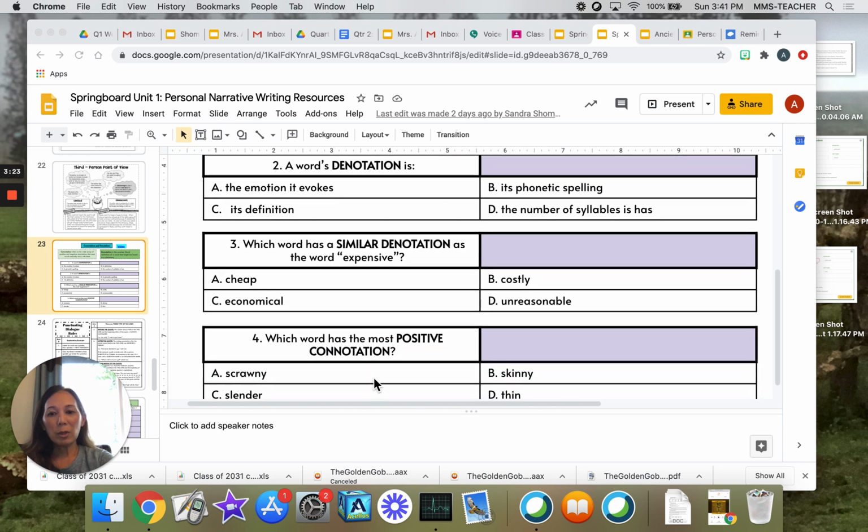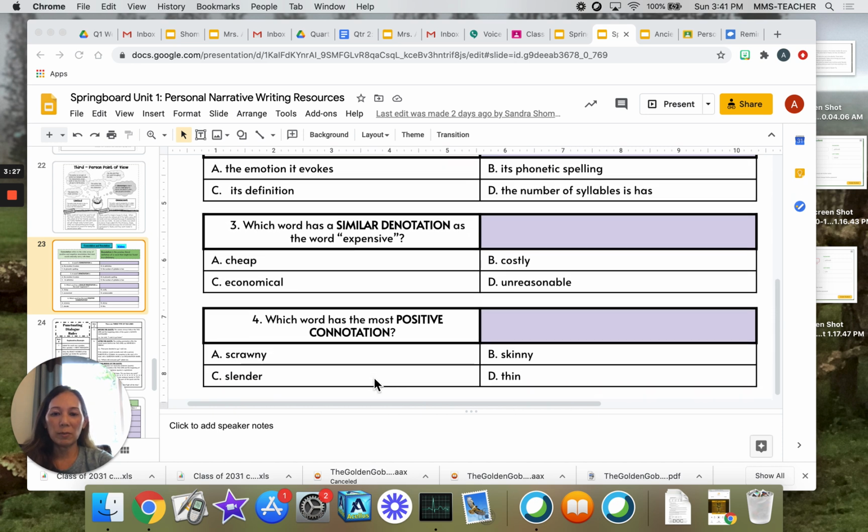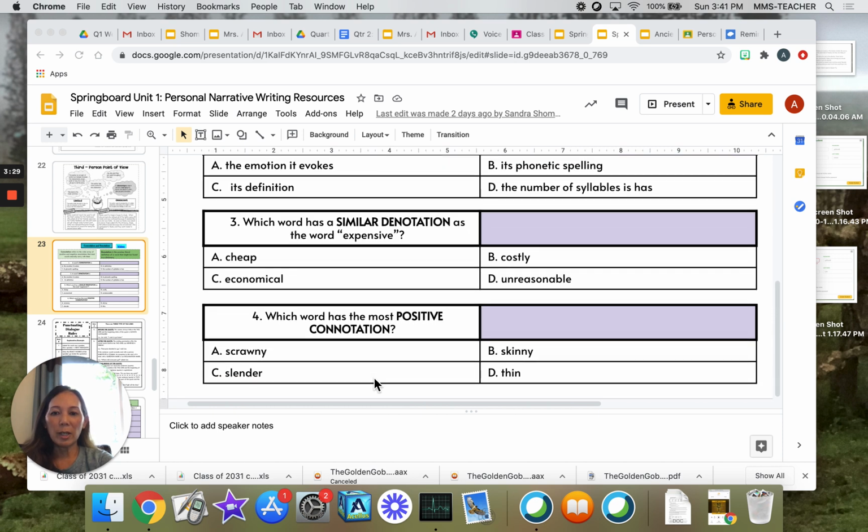Number 4, which word has the most positive connotation? Okay, so implied meaning. Which of these 4 words has the most positive implied meaning or connotation? A, scrawny, B, skinny, C, slender, D, thin. And looking at these 4 words, the correct answer would be C, slender.